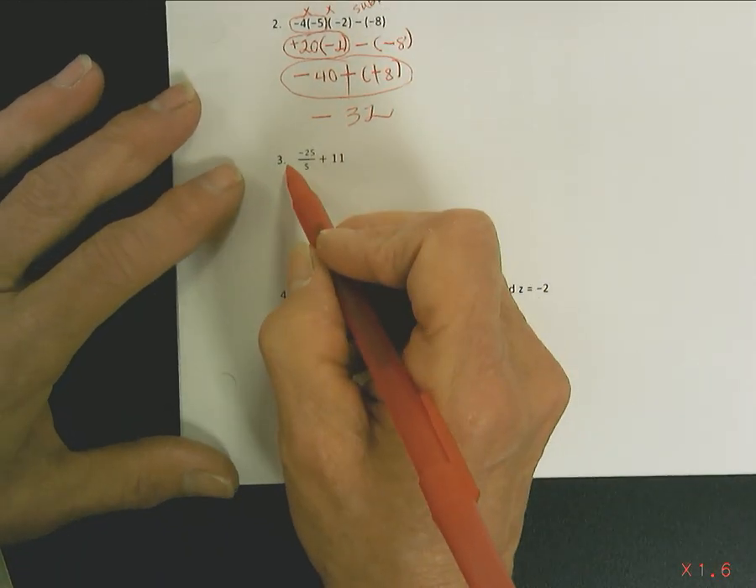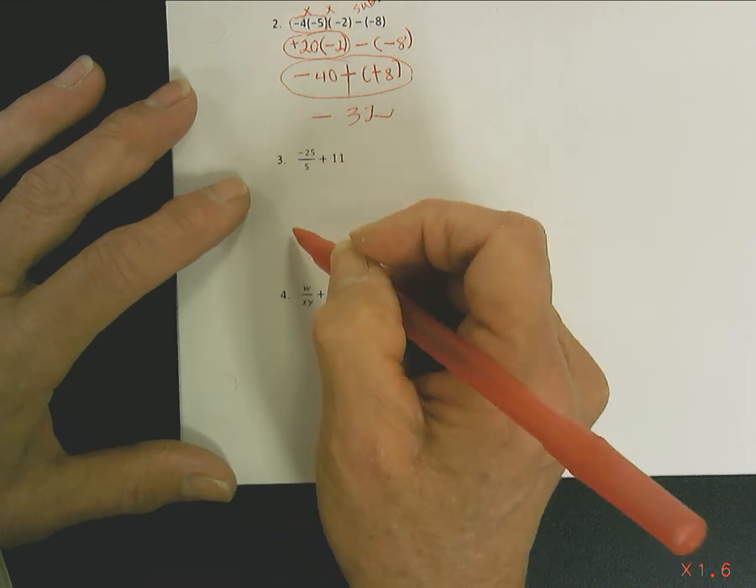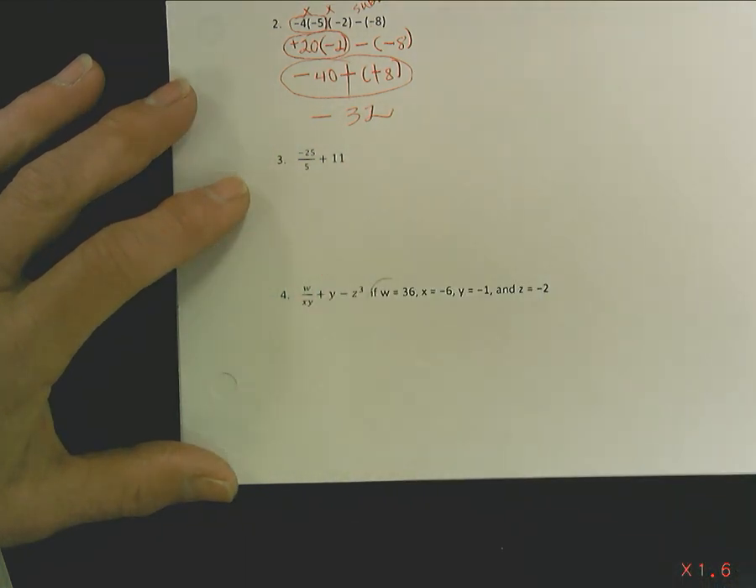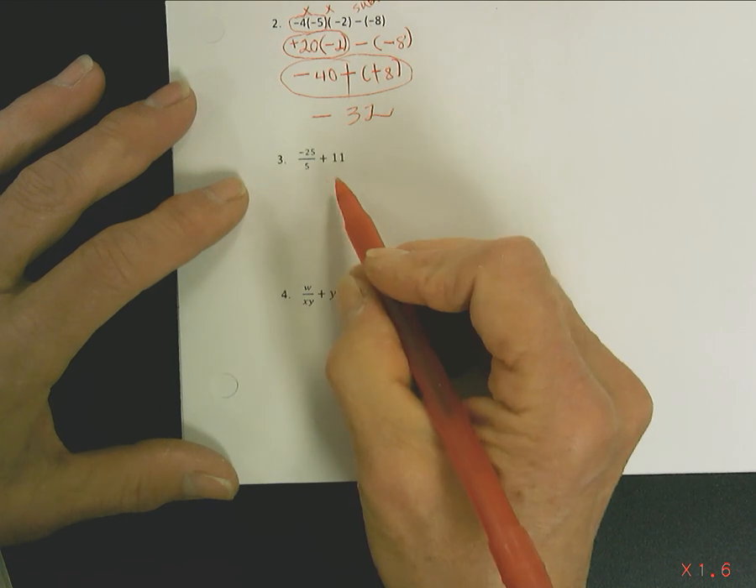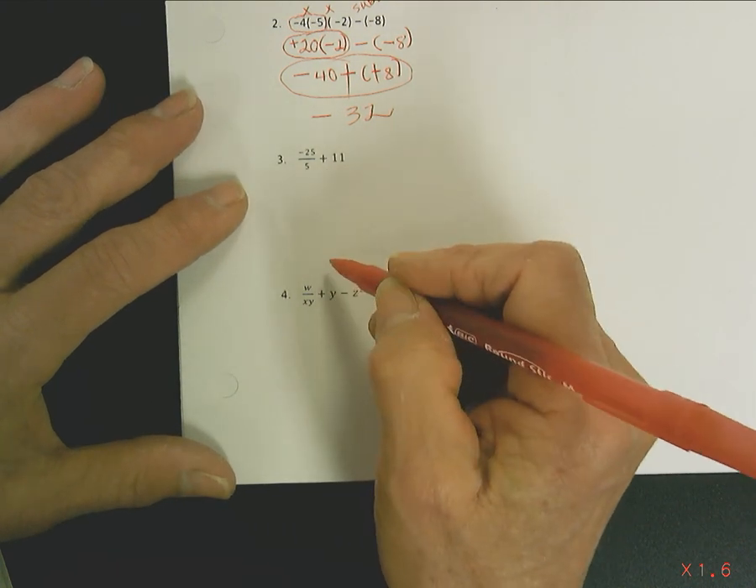All right, pause the video and work through this one. See what operations are taking place, which one you do first, which one you do second, and then after you've worked it out, come back and see if you worked it out correctly.